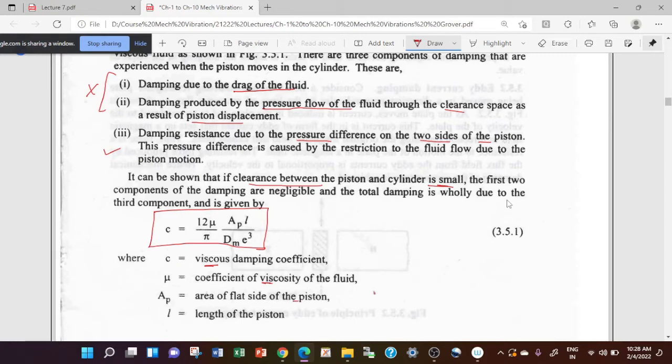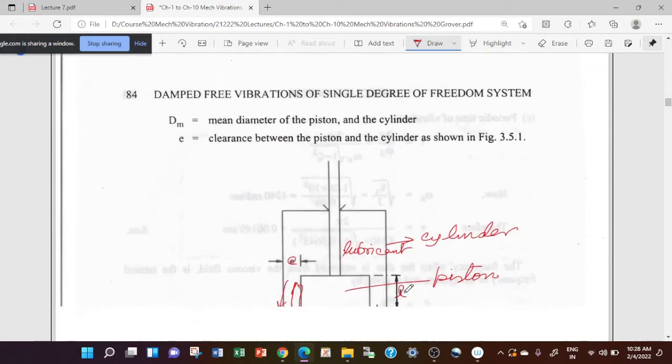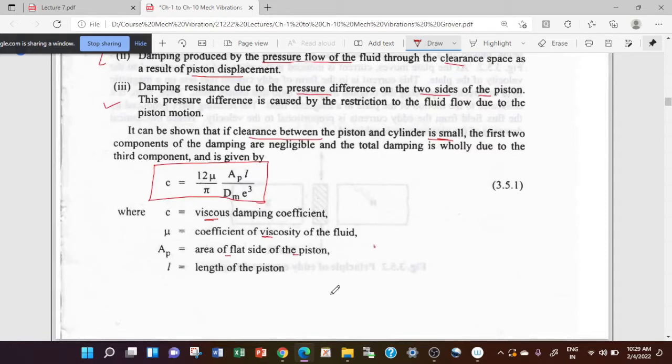You are having two sides of a piston. On one side you are having a connecting rod, and the other is a flat one. So AP is the area of the piston, L is the length of the piston, dm is the mean diameter of the piston, and e is the clearance between the piston and cylinder. So from this formula you can see that you can change the damping of a dashpot by varying these parameters, and accordingly we design the dampers of viscous type.